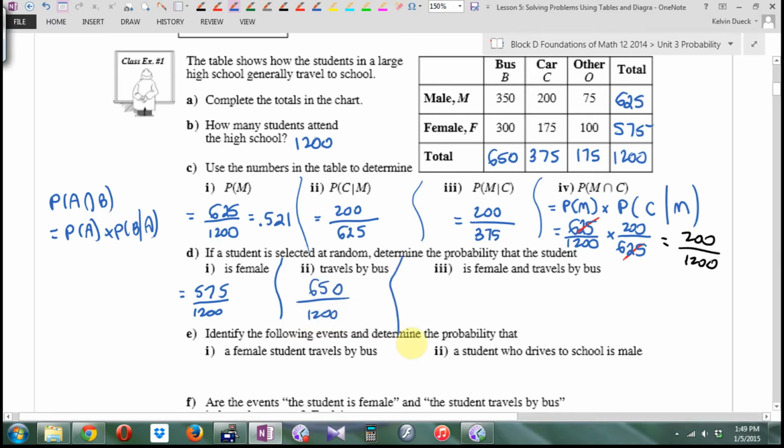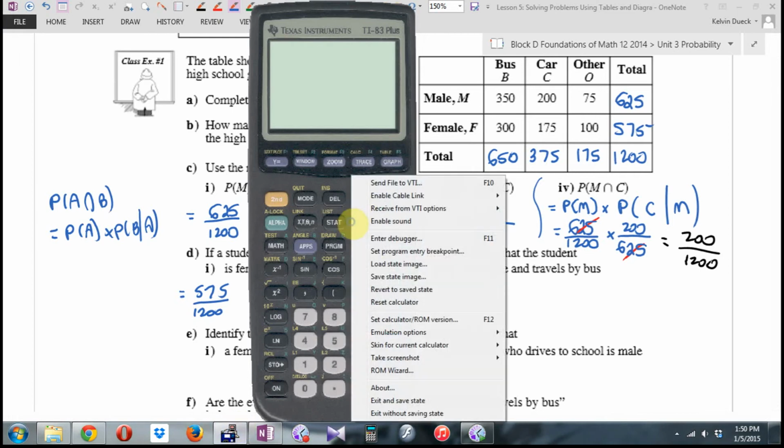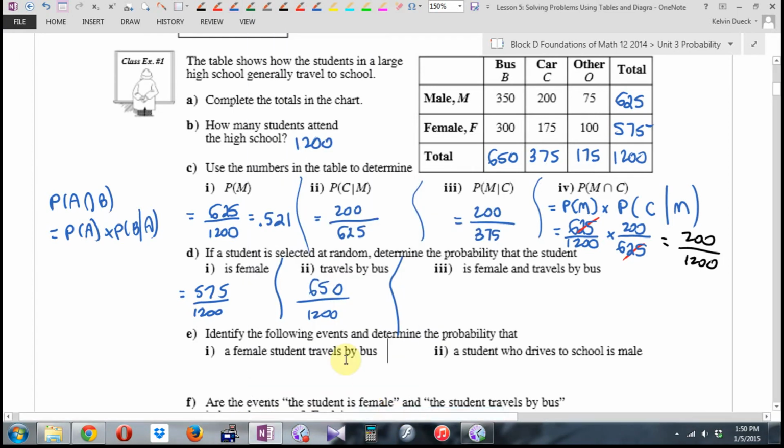And now we get into the meat and potatoes. What's the probability that the student is female and travels by bus? Now, one way to do this would be to realize that "and" means multiply. Sorry, let's do this. The probability of F and B is the probability of F times the probability of B given F. Say that again?